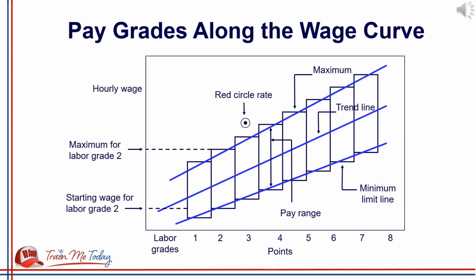When a wage structure is developed, jobs are grouped into pay grades according to the points associated with them, and a range of pay is assigned to each pay grade. This allows a company to quickly determine what a job should be paid, as well as help determine jobs that may be paid more or less than they should be. These rates are called red circle rates.